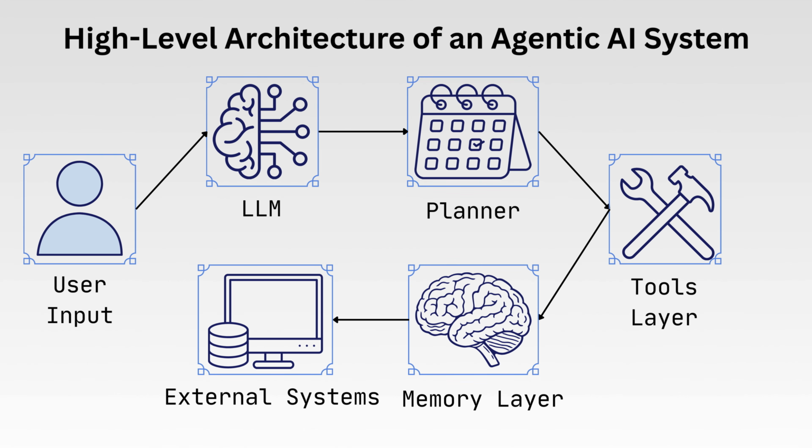So at a high level, an agentic AI system follows this architecture. A goal enters the system. The LLM reasons about it. The planner breaks it into steps. Tools execute actions. Memory provides context. And external systems deliver real-world impact. This layered design is what enables autonomy, scalability, and reliability.